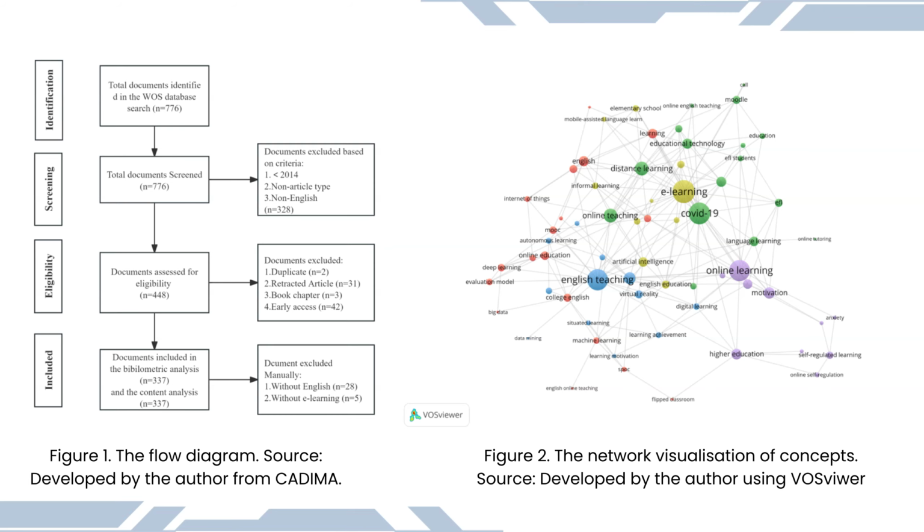Figure 1 shows that the first stage identified 776 relevant studies by searching for topic keywords in the WOS, and the final sample of 337 articles was entered into the computer software VOSviewer and NVivo for coding. Next, Figure 2 shows that there were 5 clusters, from cluster 1 through cluster 5: online education, COVID-19, English teaching, e-learning, and online learning respectively.